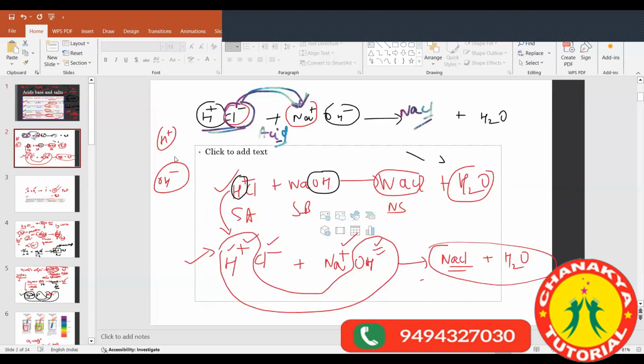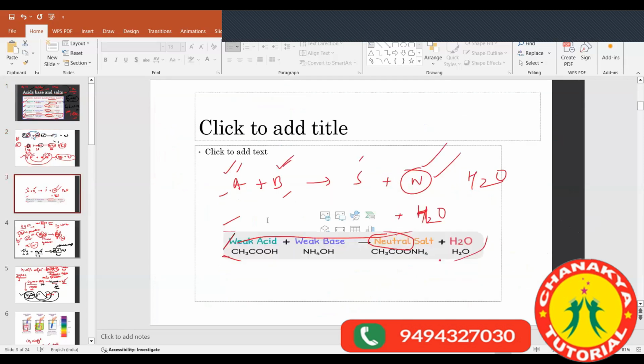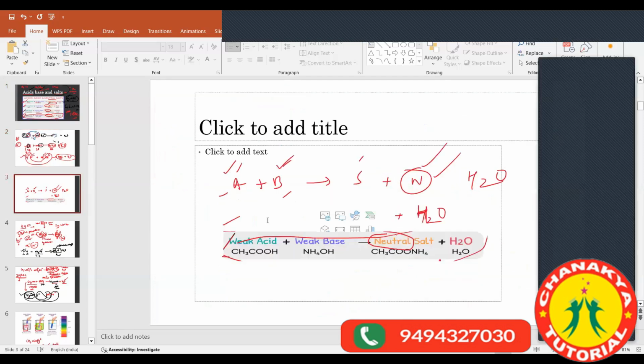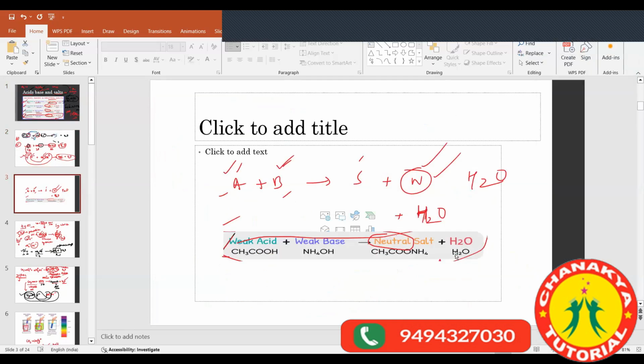We were talking about the reactions, how the positive and negative combine to form a salt. Hope everybody remembers. We were talking about the weak acid, weak base, neutral salt, and water. Always we get water as a result of adding acids and base. And we also saw when I add a strong acid with a weak base, I get an acidic salt. Why is it acidic? Because the acidity is higher.